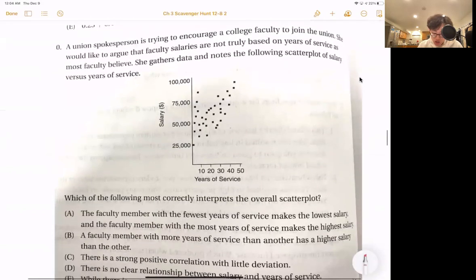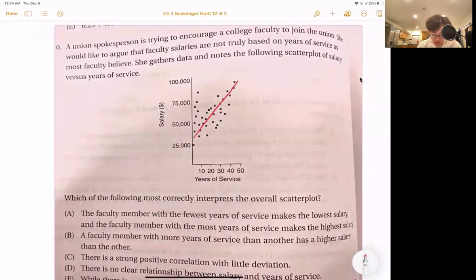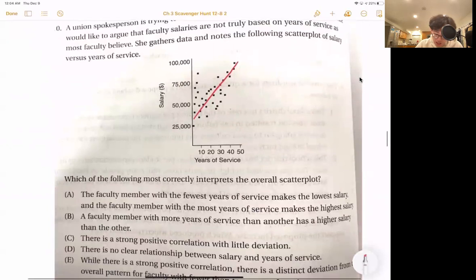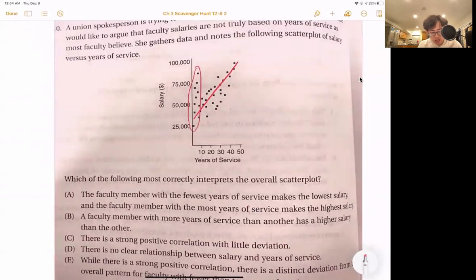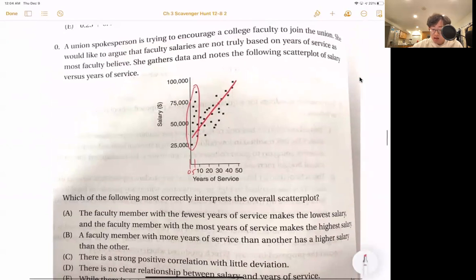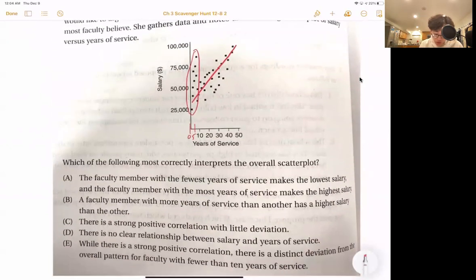In this question, we see a positive trend, it feels like. But in the beginning, look at all these dots. It just seems like they're all over the place. Even for years somewhere between 0 and 5, the salary for the college faculty can vary very much. Which of the following most correctly interprets the overall scatter plot? A: the faculty member with the fewest years of service makes the lowest salary, and the faculty member with the most years of service makes the highest salary.